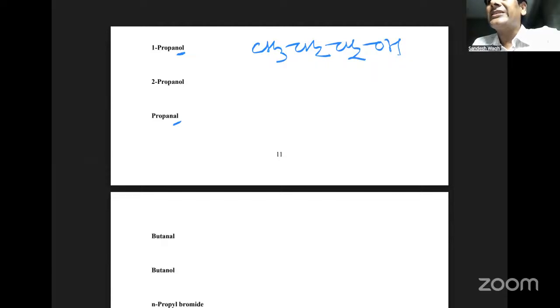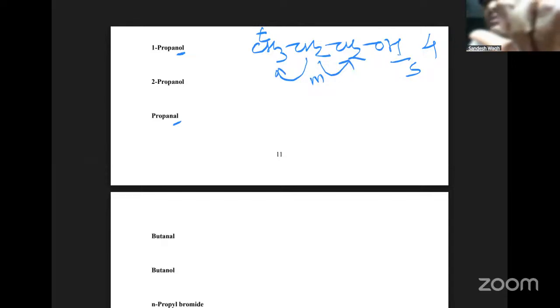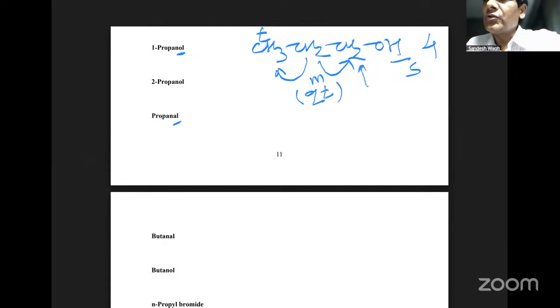So how many signals will you get? 4 signals you will get. Splitting pattern: this will be triplet, this will be singlet. These are the 2 easy ones. Now the middle one has 3 protons nearby on this side and 2 protons on this side, so you can write multiplet straight away. But if you want to be superfine, this will give you the quartet first, and then the triplet. So you can write quartet of triplet. This has 2 protons nearby, the OH not counted, so this will be triplet.